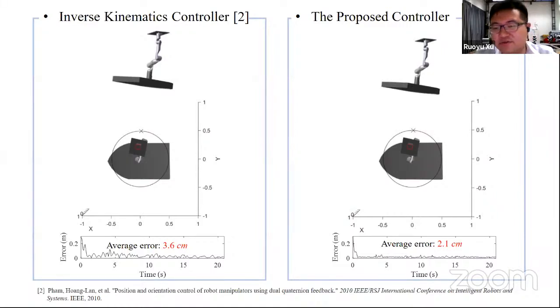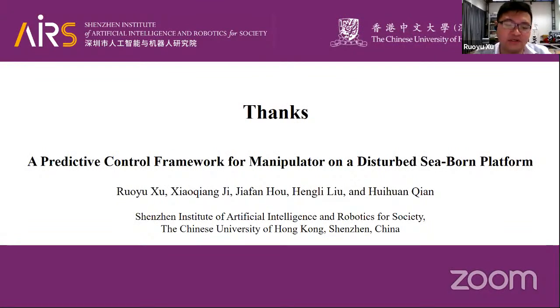Our future work is to implement this method on a real manipulator. Thanks for your attention. That's all.